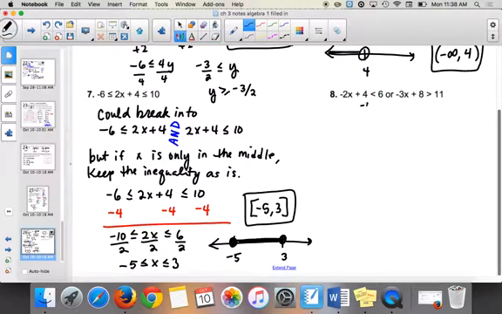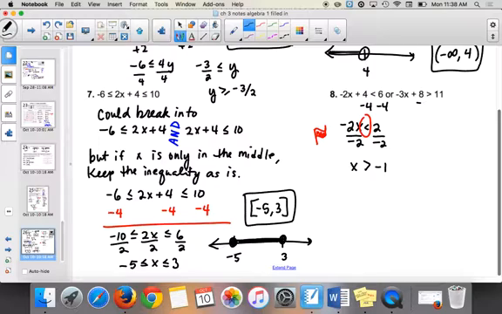So I'm going to subtract the 4, subtract the 4. So I get negative 2x is less than 2. I divide by negative 2. Red flag rule. Right, so we flip that sign. So it's going to be greater than. So I get x is greater than negative 1, like that.